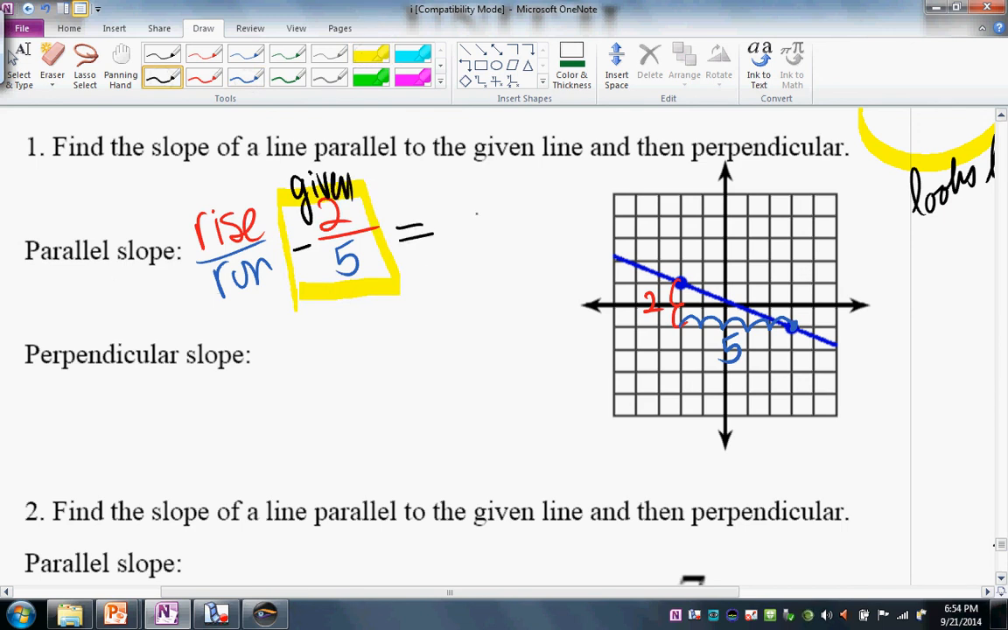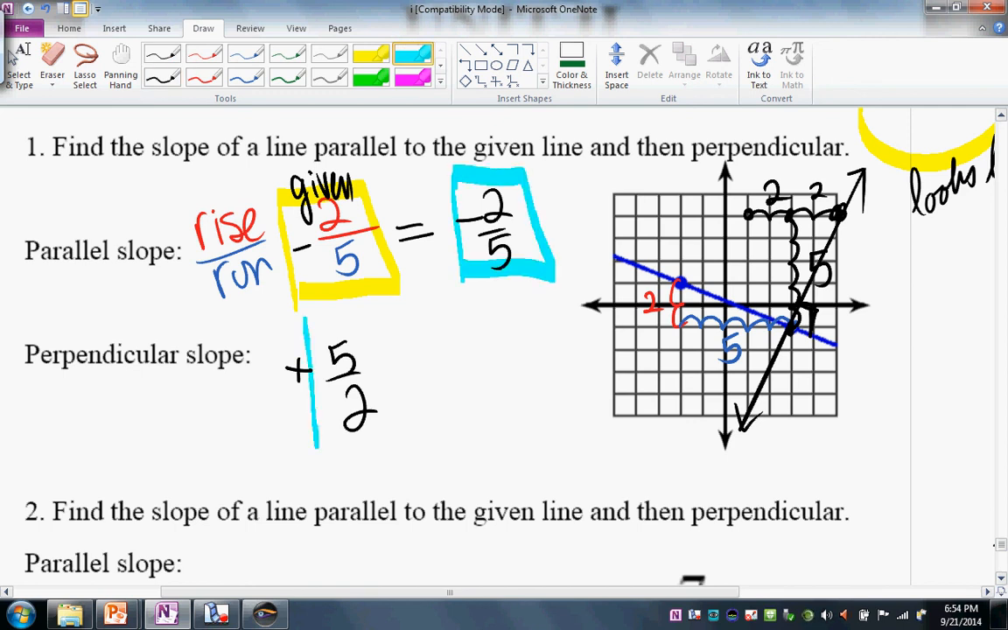Therefore, our parallel slope is going to be exactly the same thing, negative 2 over 5. Our perpendicular slope is the opposite reciprocal, so it's positive 5 over 2. If you want to confirm that, let's try a positive 5 over 2 and see what happens. 1, 2, 3, 4, 5 over 2. Whoops, that's going to be positive, so we have to go to the right. Keep counting the wrong way. 5 over 2 to the right, positive. Let's go ahead and draw that. Lo and behold, they are perpendicular. So that confirms there is your parallel slope, there is your positive slope.